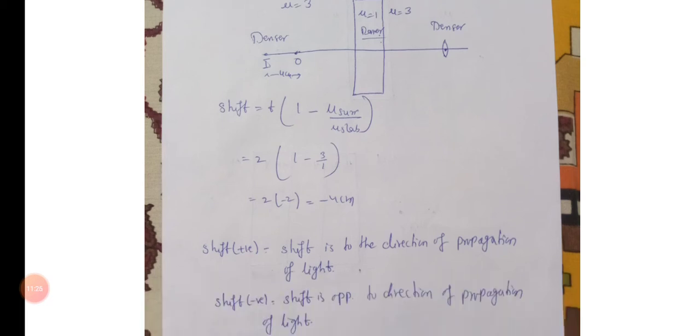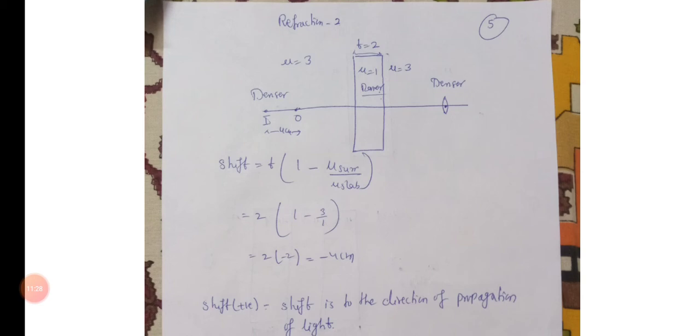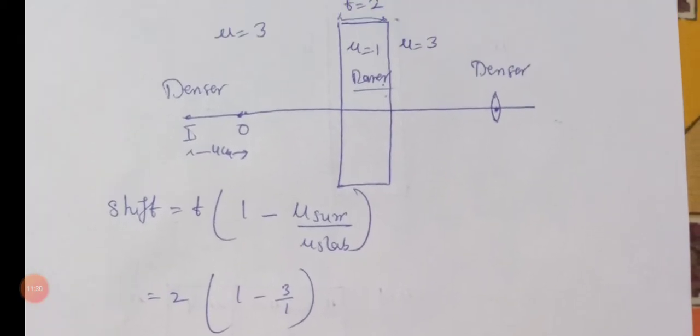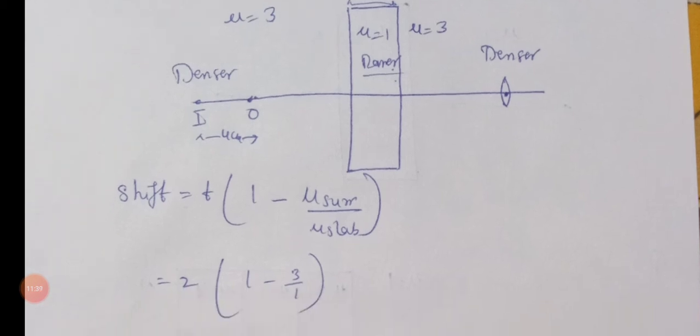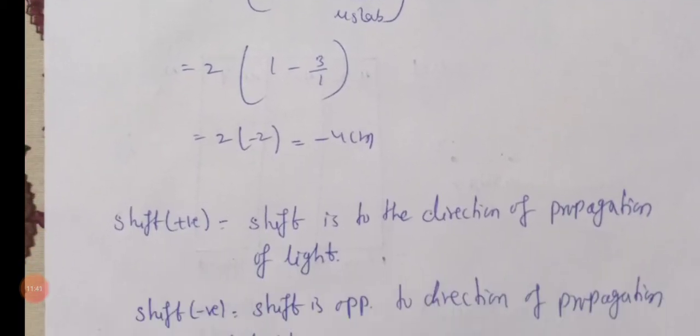Then again I have applied the formula. In this case, student, the light is traveling from denser to rarer. The slab is the rarer medium in this case. I have taken an example. Now see, student, how much I am getting? I get shift minus. Here is the clue, student. What is the meaning of -4?